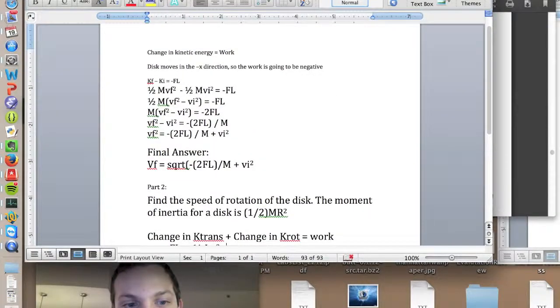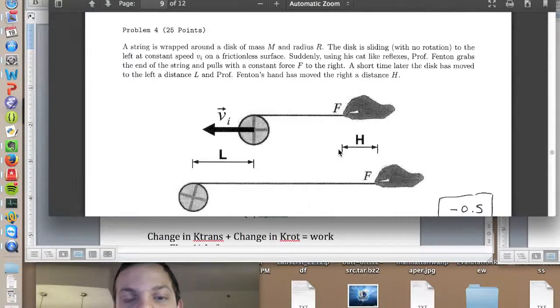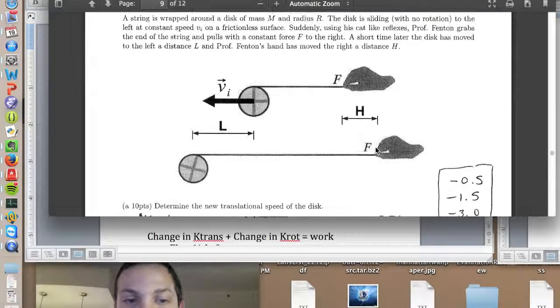This is different than before. As you see, this is the force done by the hand, F times H. It's not the translational speed of the disk that's going on here, so we're not really concerned with the speed that the disk is going. We're concerned more about the force being applied by the hand.